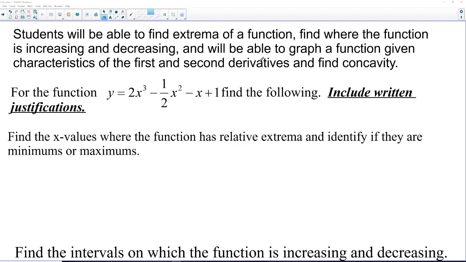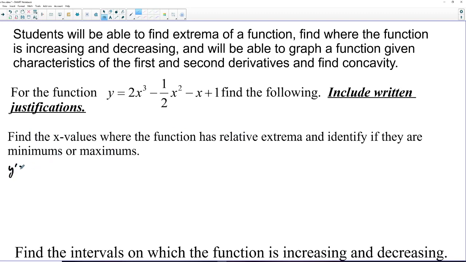Students will be able to find extrema of a function, find where the function is increasing and decreasing, and we'll be able to graph a function given characteristics of the first and second derivatives and find concavity. For the function, find the following, and we're going to include written justifications. Find the x values where the function has relative extrema and identify if they are minimums or maximums.